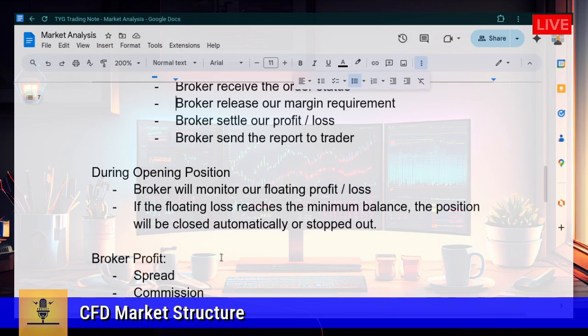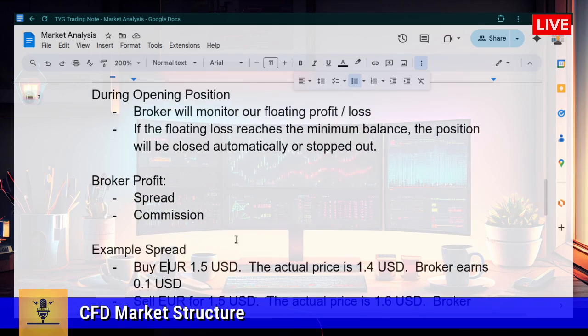When it's done by spread, it means the price has been marked up. Just to illustrate, let's say we buy euro for 1.5 US dollars. The actual price is $1.4. So it means every transaction the broker earns $0.1 by increasing the price to sell to us. When we sell euro for $1.5, the actual price will be $1.6. That means the broker earns $0.1. So, the broker is lowering the price to us.